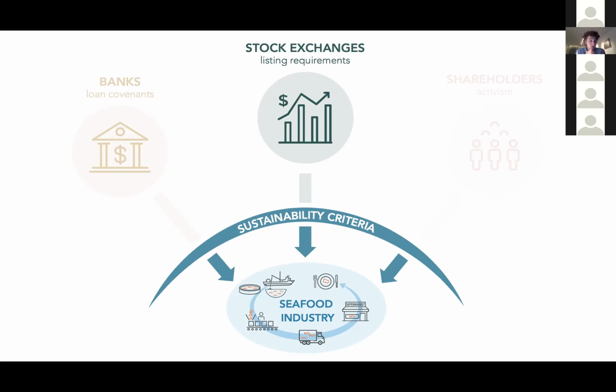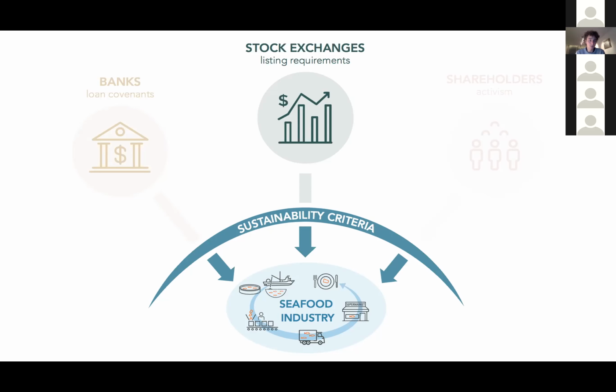Why is that? It's because stock exchanges can act as some kind of regulatory body through their listing requirements. So every stock exchange has a list of what they call listing rules that a company needs to comply with at the time of listing, but also on an annual basis once it's listed. And again, if you were to incorporate sustainability criteria within those listing requirements, which today focus mostly on financial requirements, then you could somehow push companies to be more sustainable.